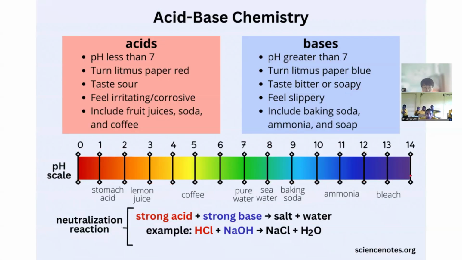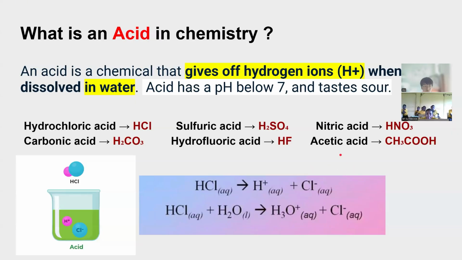But let's get into the proper definition of what is an acid. You might have heard the term acid before, but the definition can be a little bit confusing. An acid is a chemical that gives off hydrogen ions when dissolved in water. So it has the property to give off its hydrogen ion. Again, acids have a pH below 7 and taste sour. We know those are properties of acids.